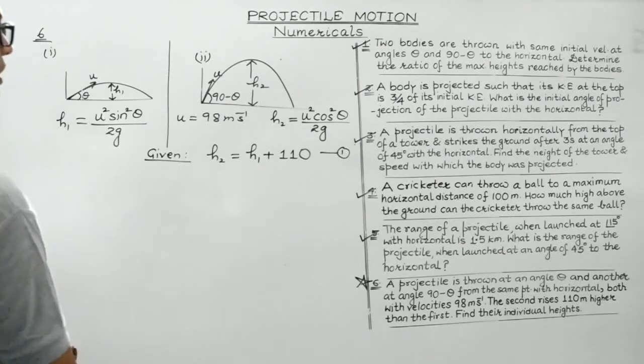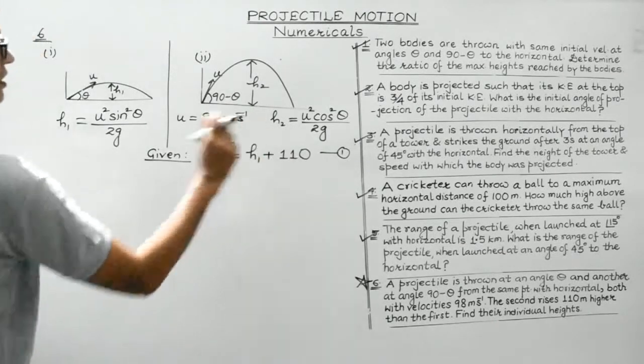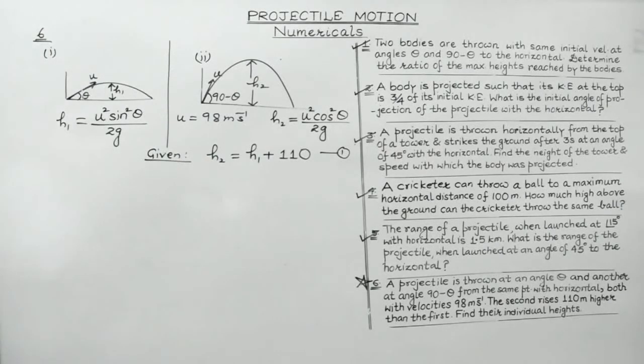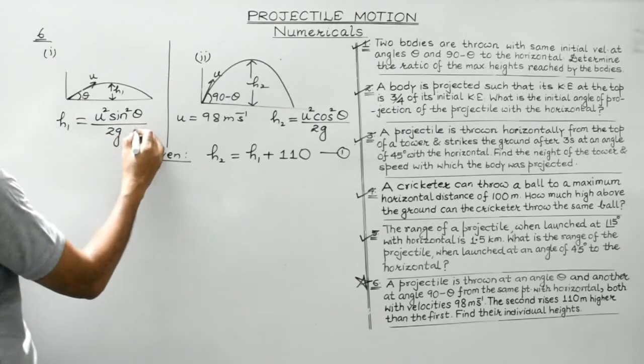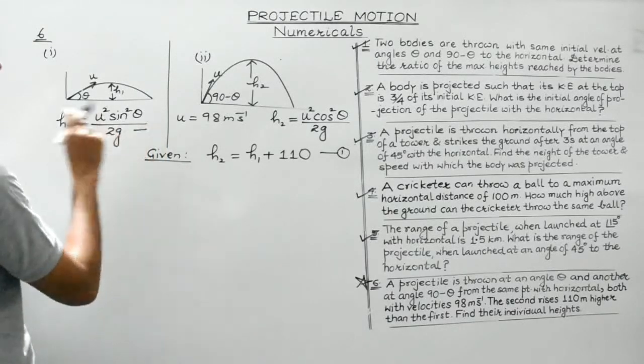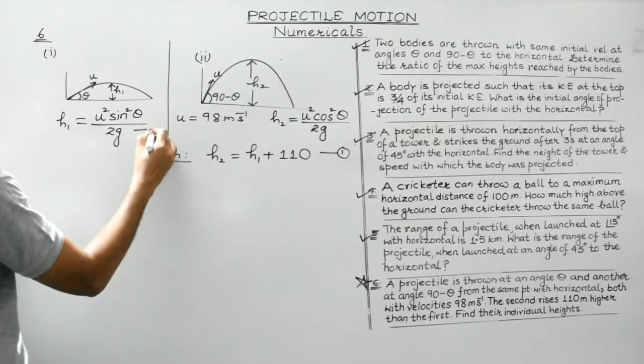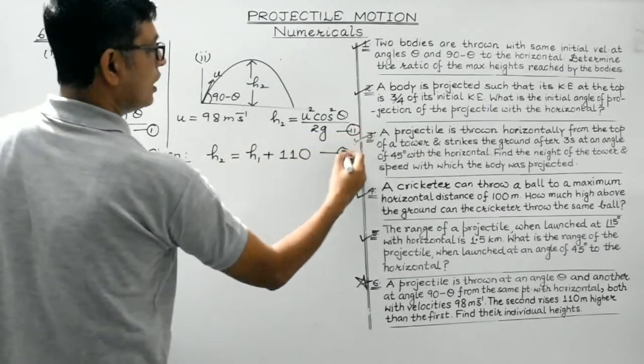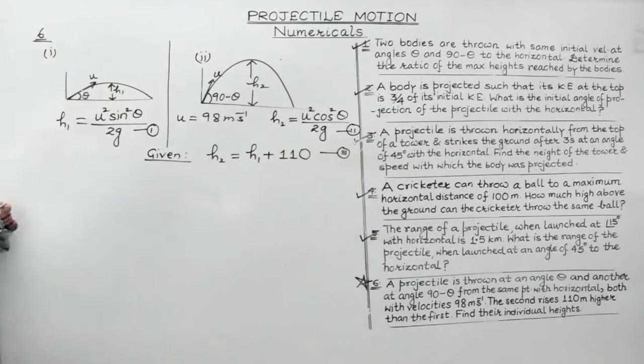So H2 is equal to H1 plus 110. It is given. So we can substitute the value, or rather what we do is put this as equation number 1, this as equation number 2 and this as equation number 3. Right, students? Okay.